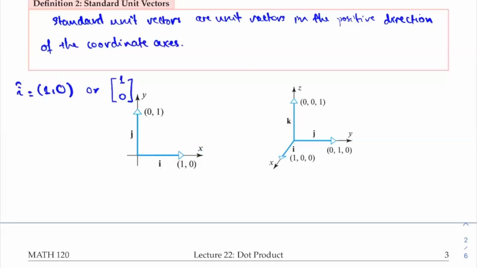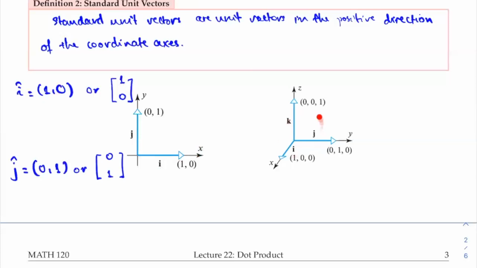Now for the standard unit vector in the y direction, you have j hat equal to (0, 1), or it can be written in this form, right? (0, 1) as a column. So either one is fine. You can use the row vector or the column vector. It doesn't matter which one you use. I mean, it depends on the context of the problem.